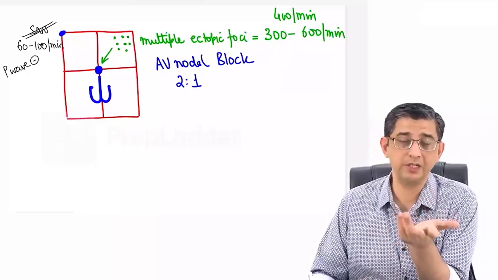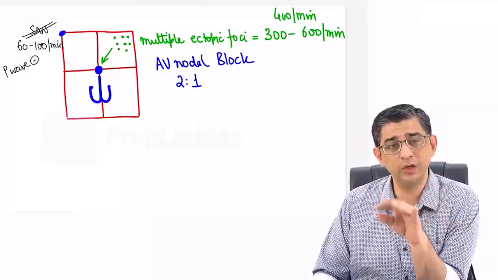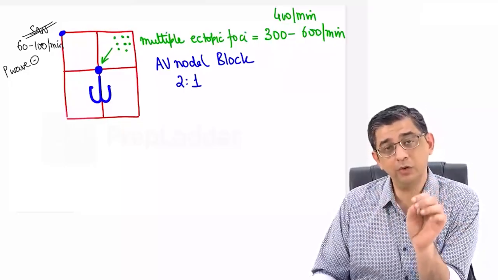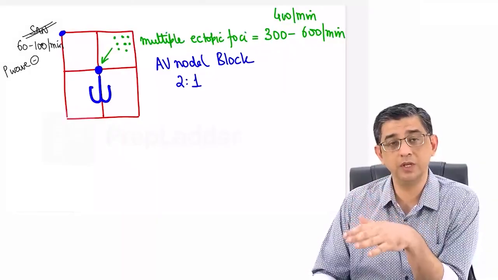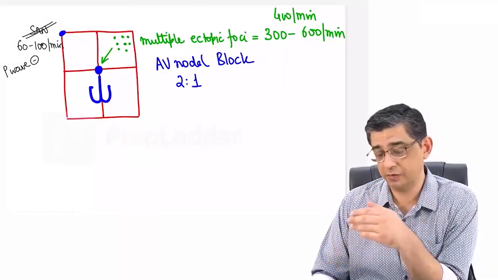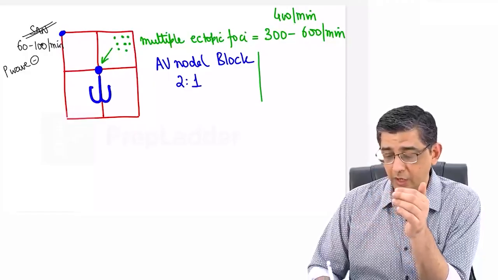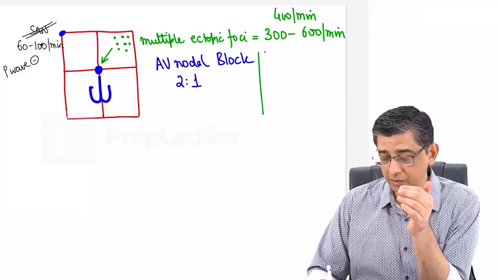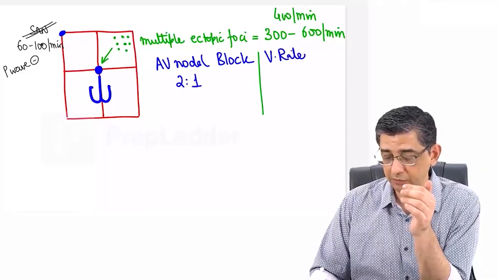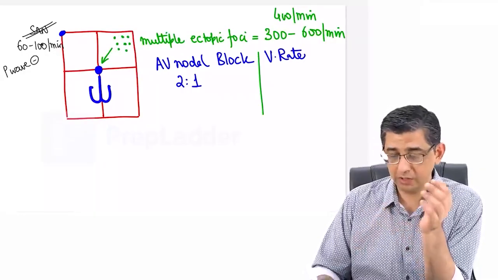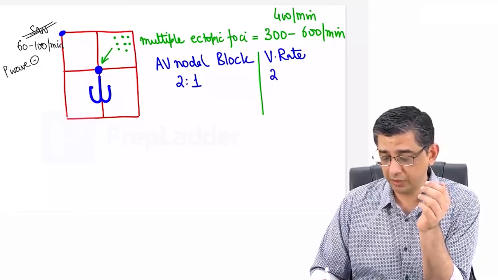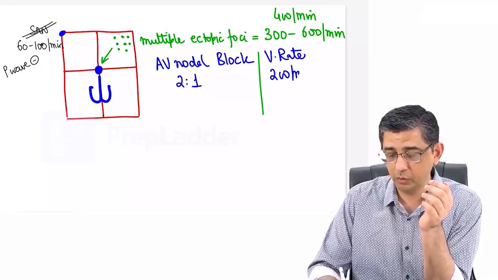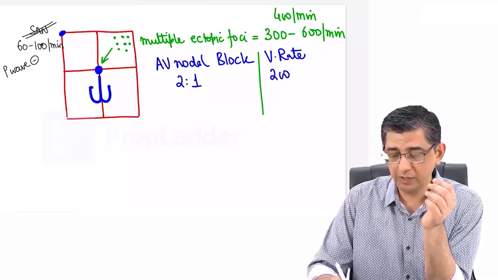The AV node is also called the gatekeeper of the heart, so I'm just changing that into goalkeeper of the heart. And what I'm trying to say is it is going to bounce off the impulses at a ratio of 2:1. That is, for 400 impulses that are going to land, all are not going to go down. As a result, the ventricular rate of the patient will not be 400. I'm just dividing 400 by 2 to say that the ventricular rate of the patient is at the moment 200 per minute, which is obviously definitely fast.